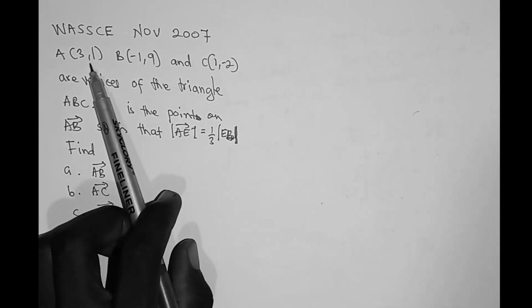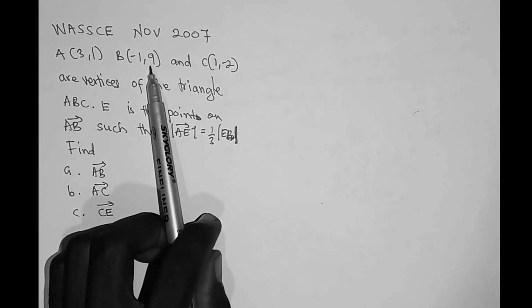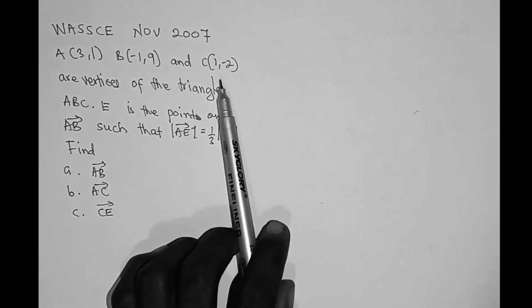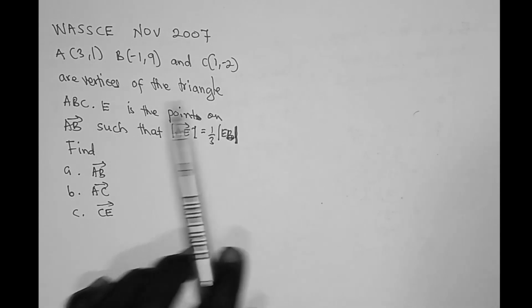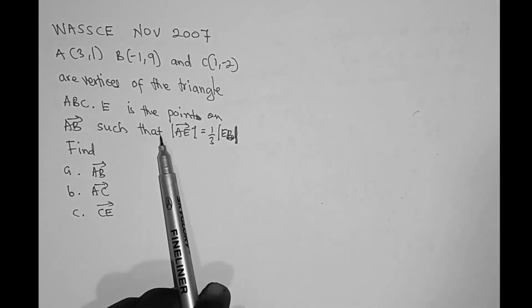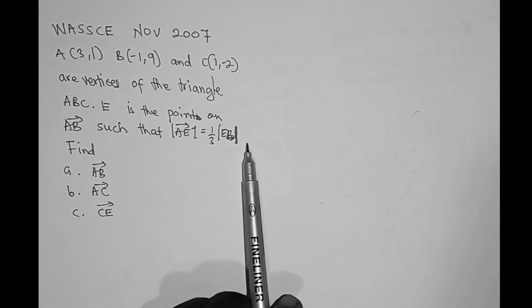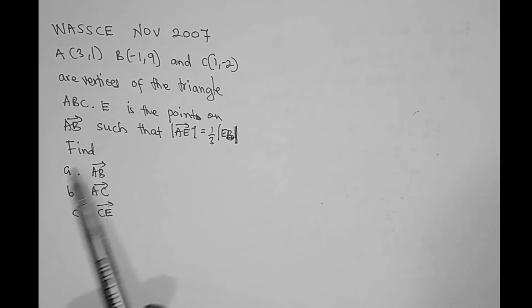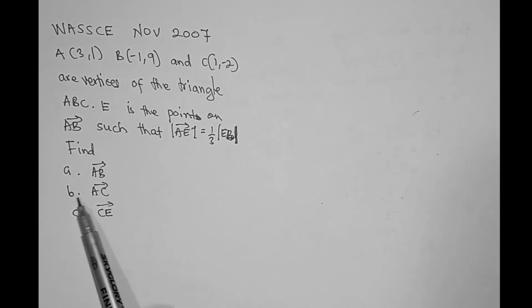A with coordinates 3, 1, and B with coordinates minus 1, 9, and C with coordinates 1, minus 2 are vertices of the triangle ABC. E is a point on AB such that the magnitude of AE equals 1 over 3 the magnitude of AB. Find A, the vector AB, B, the vector AC, and then C, the vector CE.